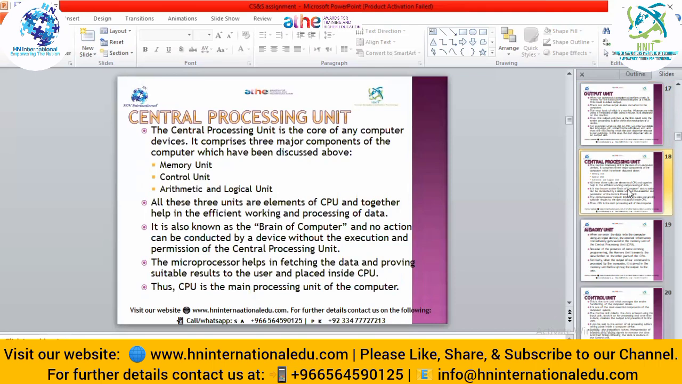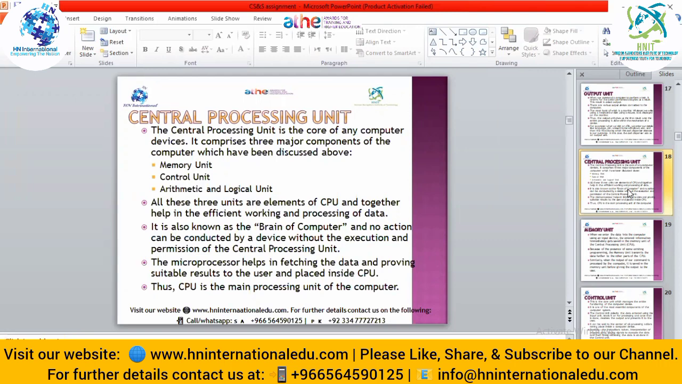Memory unit is used to hold the data. Control unit is used to give instructions on which data is to be manipulated, where to send the data, and from where we have to receive the data. So all the instructions will be given by the control unit. All the operations are managed by the control unit, and all the calculations like addition, subtraction, multiplication, division, and comparison are done in the ALU. So that's why the CPU is known as the brain of the computer.